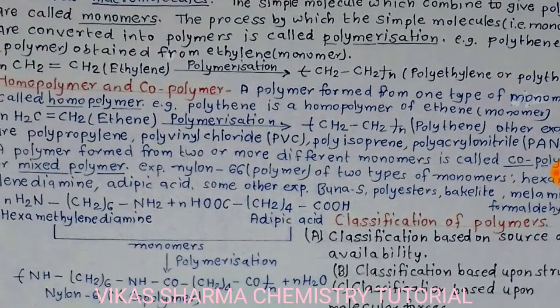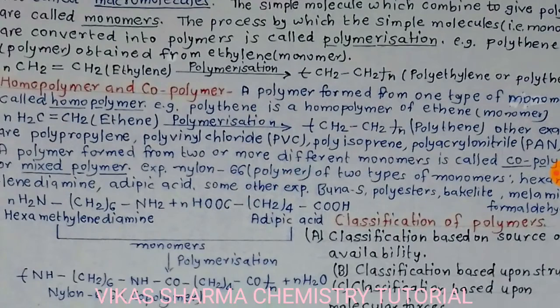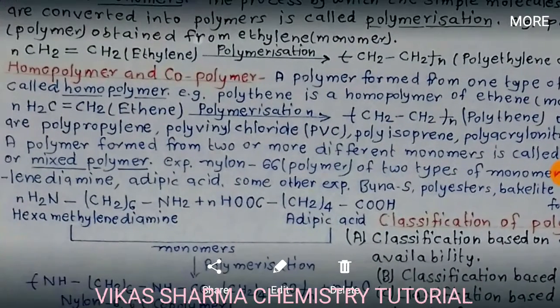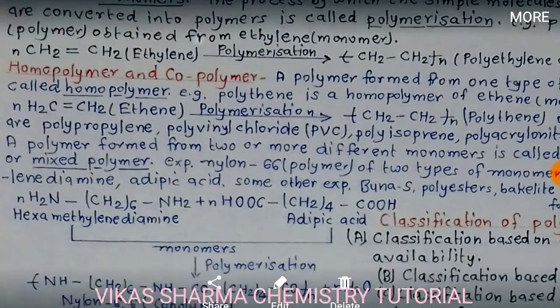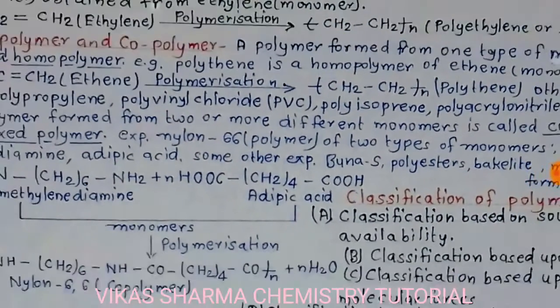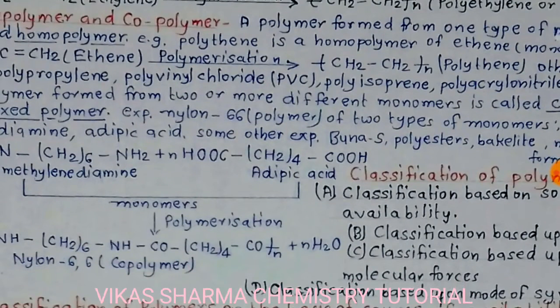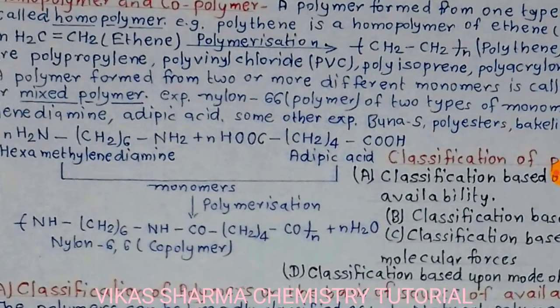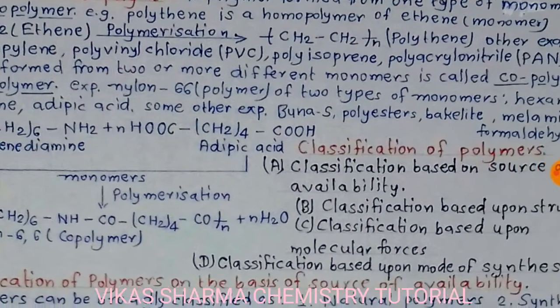In a later session we can discuss this. On the display you have seen hexamethylene diamine, and the second one is adipic acid. The two different monomers form a copolymer, which is nylon 6,6. It is considered a copolymer because the monomers are not the same, they are different.